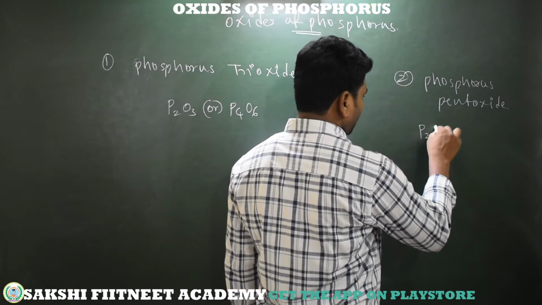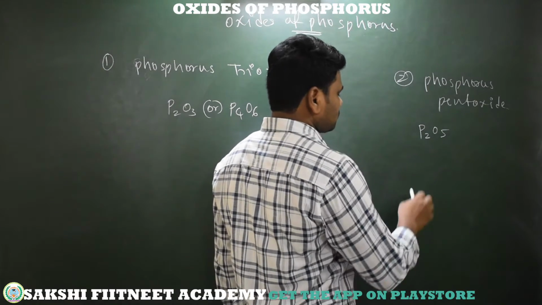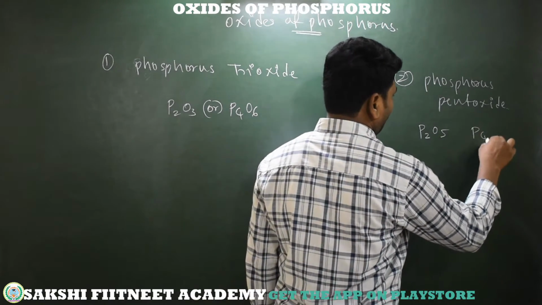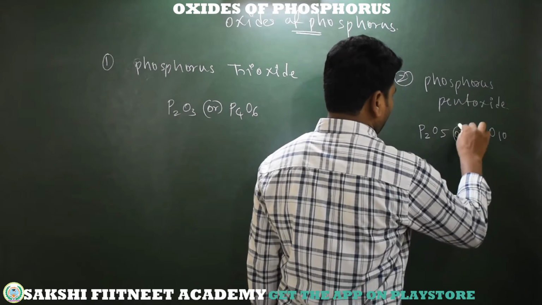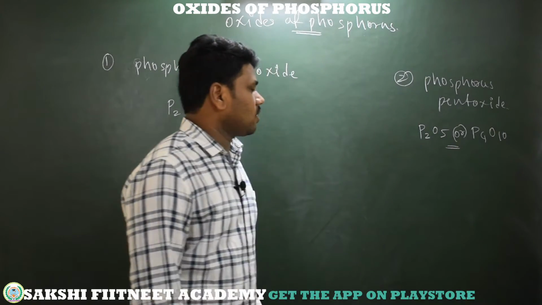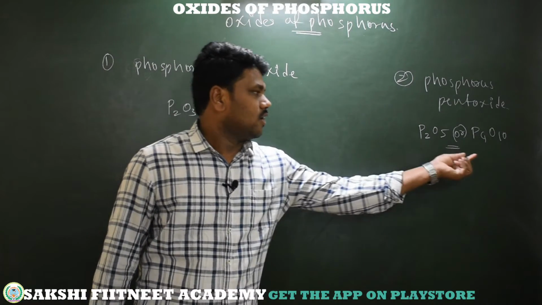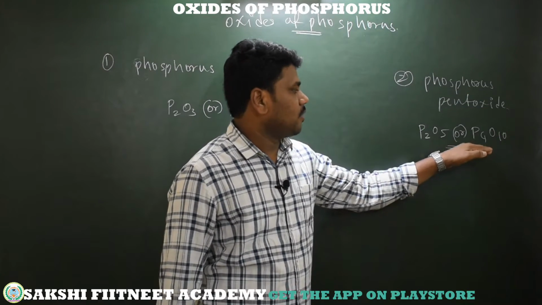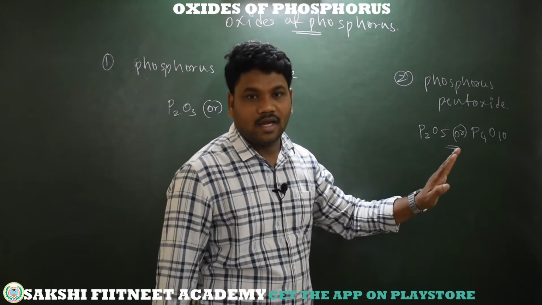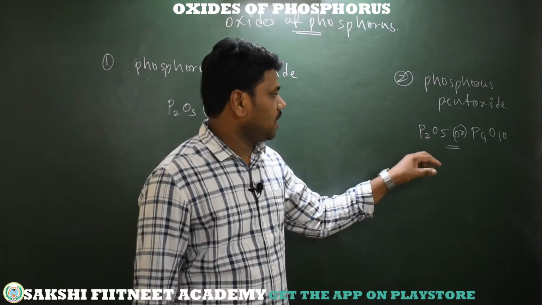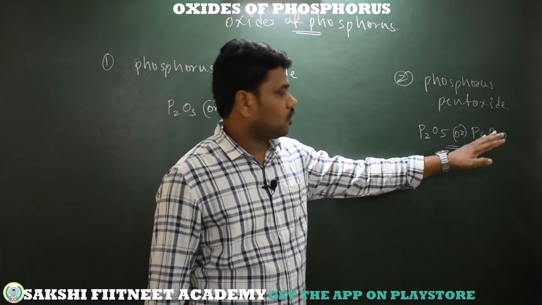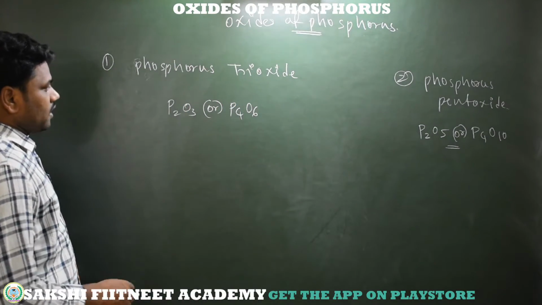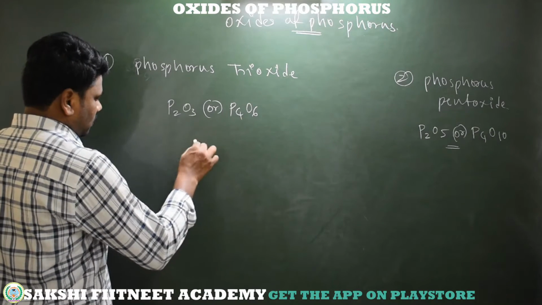Coming to phosphorus pentoxide. The actual formula is P2O5. This P2O5 is not structurally possible, so it exists as P4O10. We can call it phosphorus pentoxide. We can take the formula P2O5 or P4O10. P2O5 is structurally not possible. It exists as P4O10, so it's not a dimer form. Just simply the structure exists as P4O10, not as P2O5. You just remember.